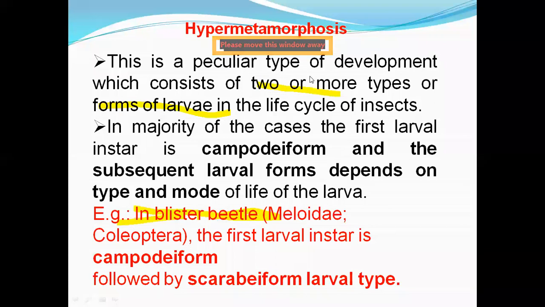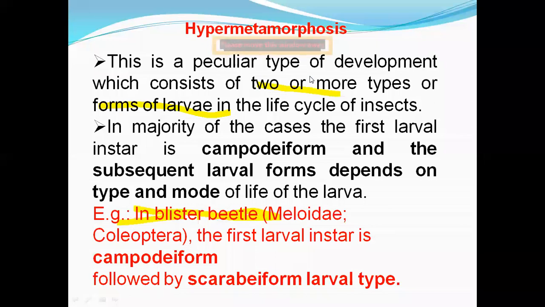Peculiar means somewhat different; we can say the transformation is slightly different from the others we learn. Peculiar development means a different kind of development. Okay, so in the majority of these cases, the first larval instar, instar means a form of larva.